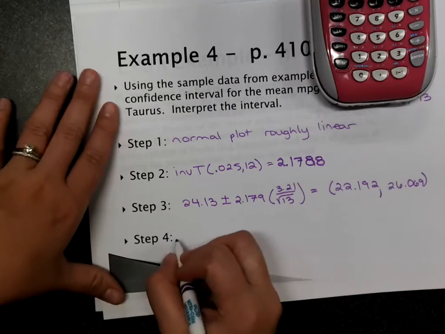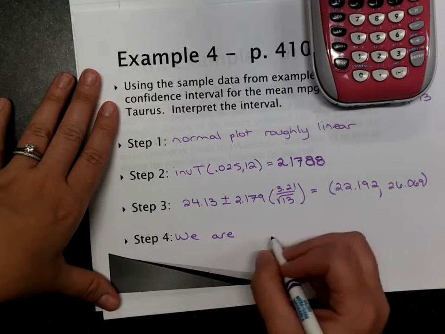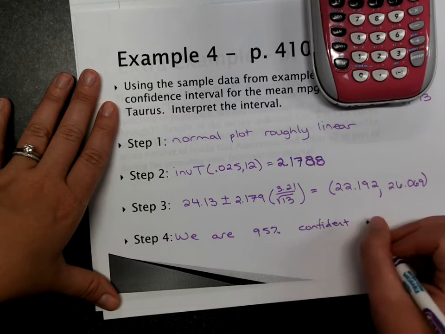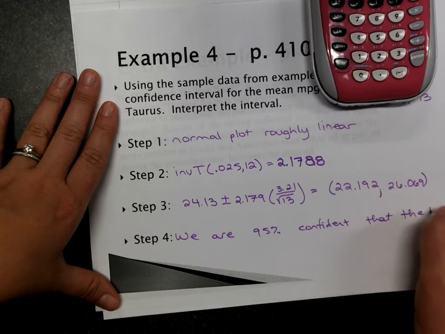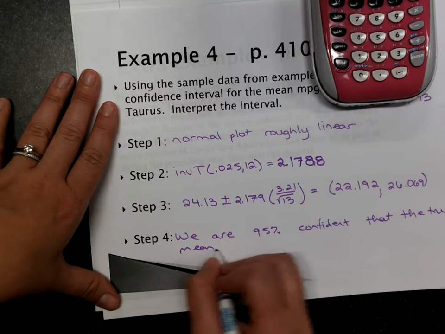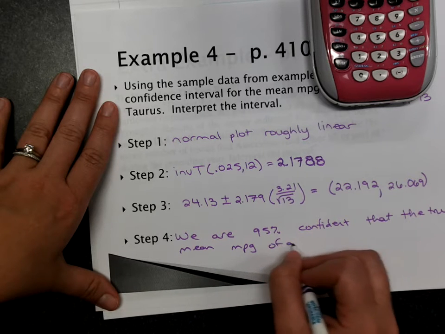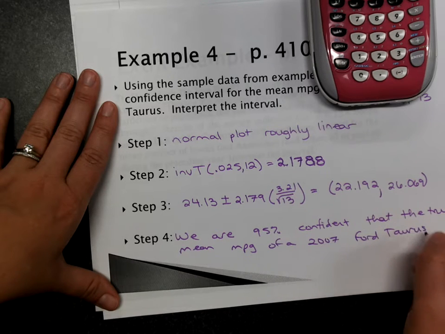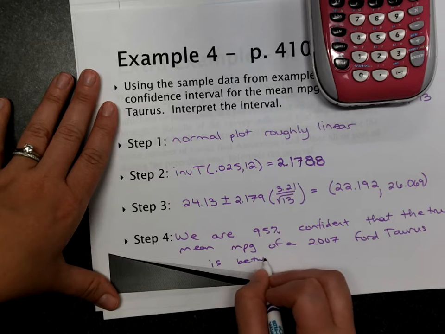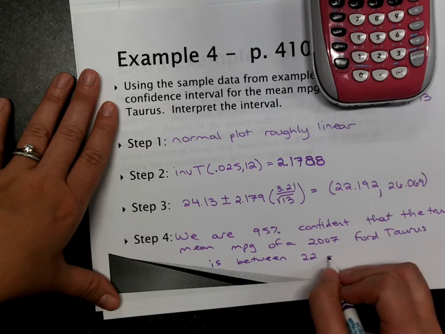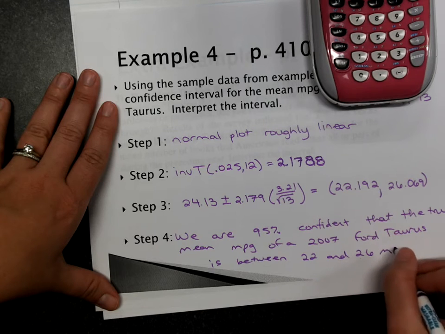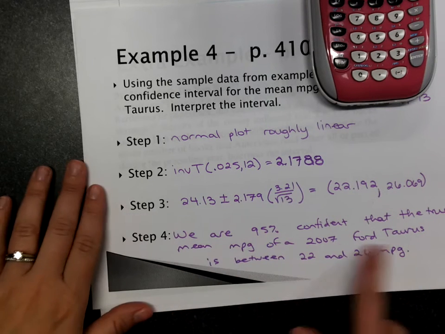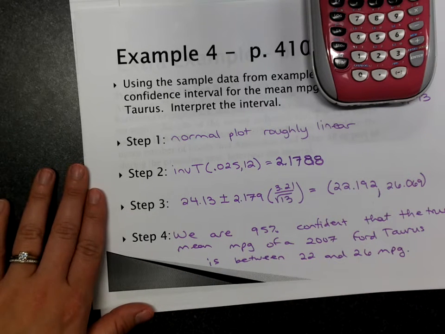And then if we want to interpret our interval, we would say we are 95% confident that the true mean miles per gallon of a 2007 Ford Taurus is between, and we can round off here, I would say 22 and 26 miles per gallon. So our sample gave us about 24, plus or minus this margin of error gives us between 22 and 26 miles per gallon.